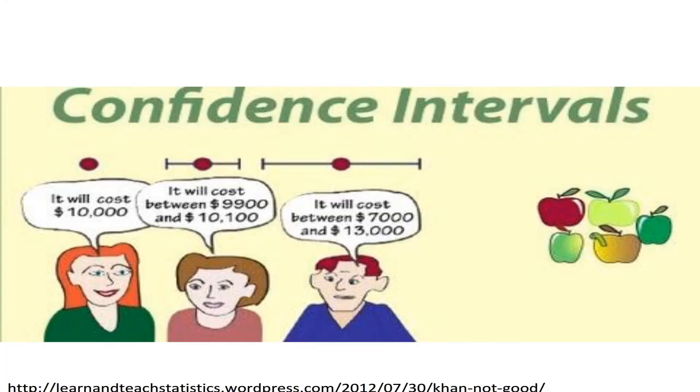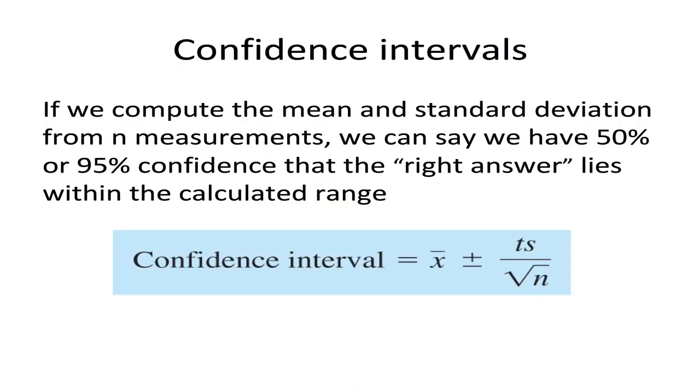A confidence interval is essentially a measure of how confident you are you know the correct answer. If you know the correct answer, then you don't need a confidence interval, but the larger the confidence interval that you recommend, the more likely it is that the right answer will be in that range. Confidence intervals are calculated using the mean and standard deviation of an n number of measurements. Then you can say, with a 50 or 95% confidence, that the right answer lies within the calculated range.